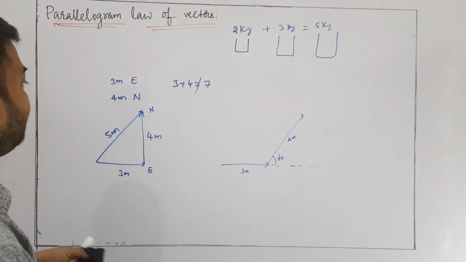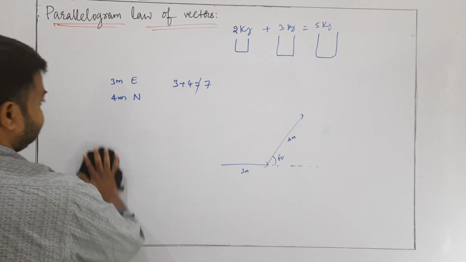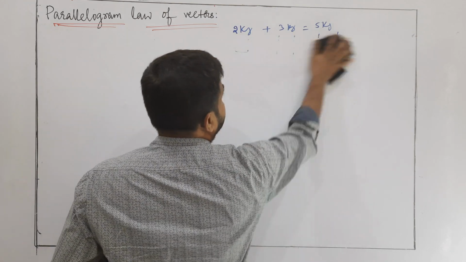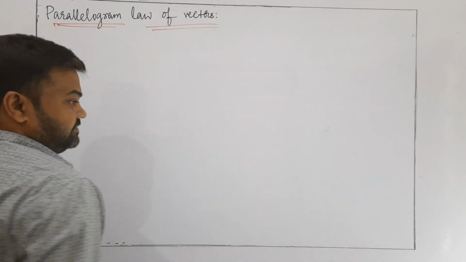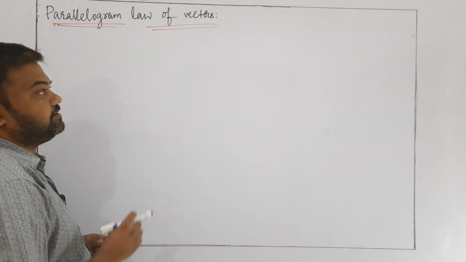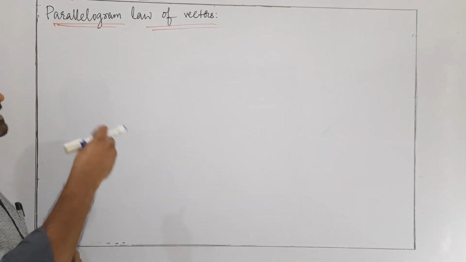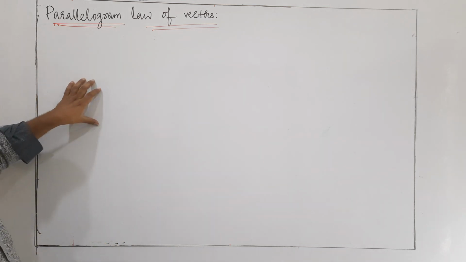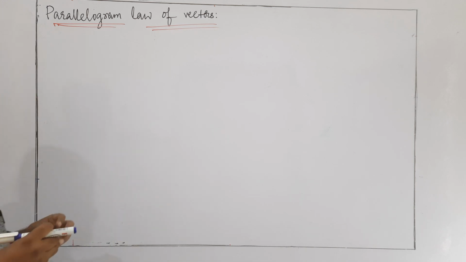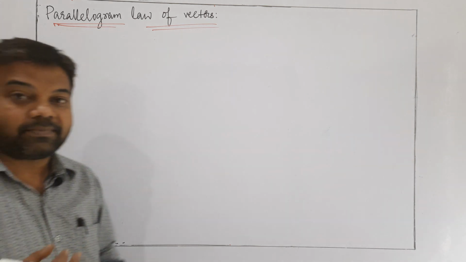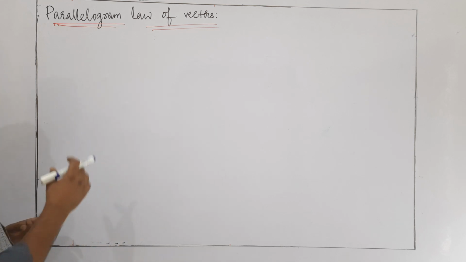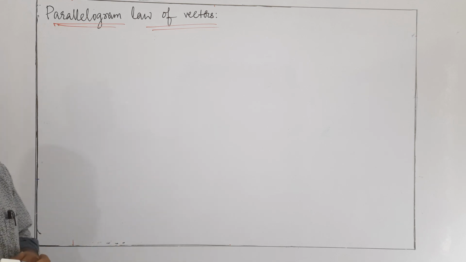What is the parallelogram law of vectors and how can you find the resultant? You know that when two vectors are added, the resultant is also a vector. In the previous case, 2 kg plus 3 kg is 5 kg, the resultant is a scalar. Here, when two vectors are added, the resultant is also a vector quantity, and it should have magnitude as well as direction. Then how can you find the values here?